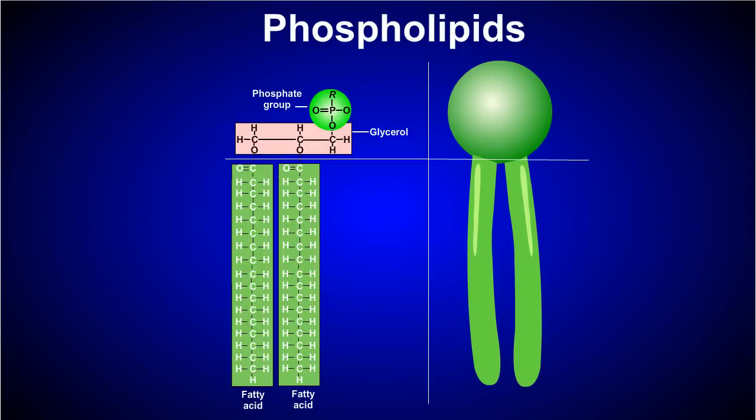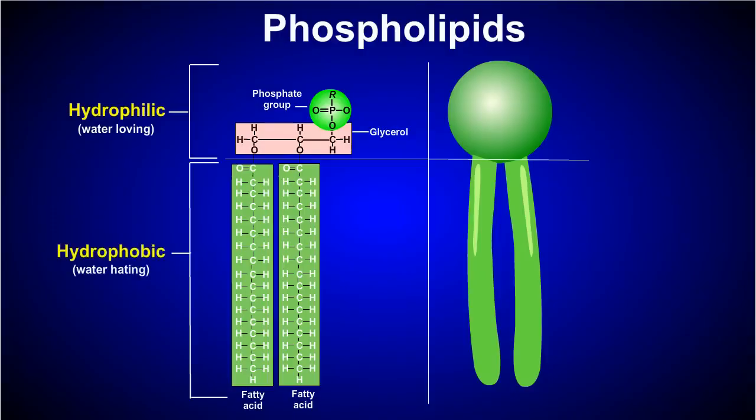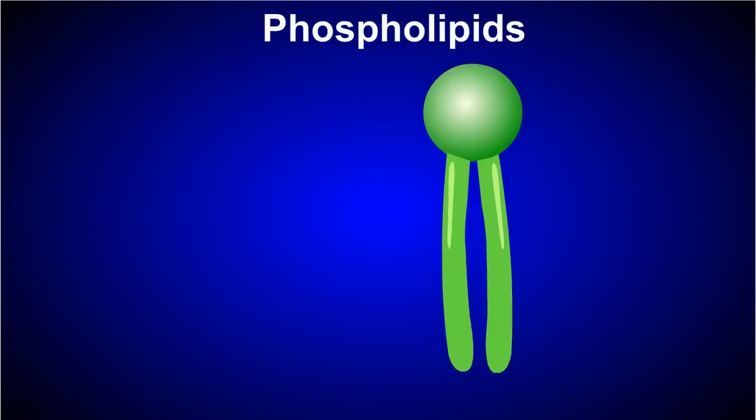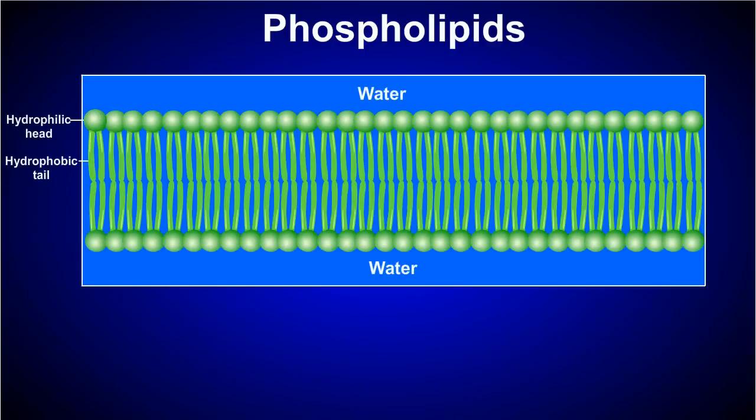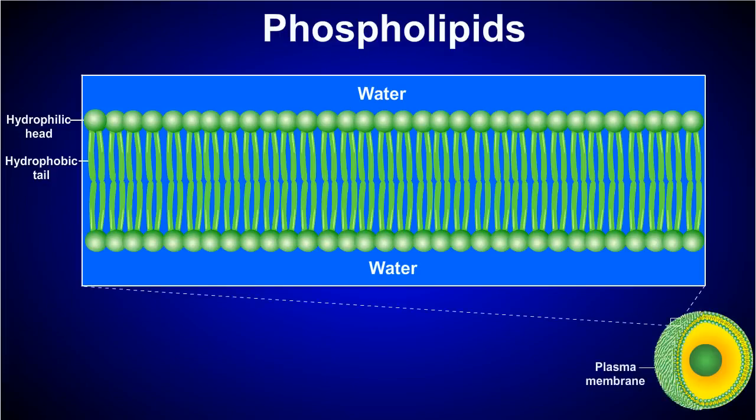The phosphate head of the molecule is hydrophilic, or water-loving. This means that it mixes well with water. The fatty acid tails, however, are hydrophobic, or water-hating, and do not mix well with water. Because of these unique properties, phospholipids tend to arrange themselves so that only the hydrophilic heads interact with the watery environment, and the hydrophobic tails crowd inward away from the water. This structure is the major component of plasma membranes of the cell.